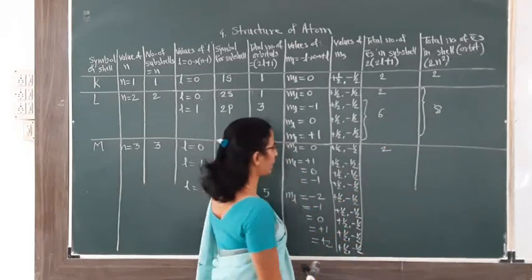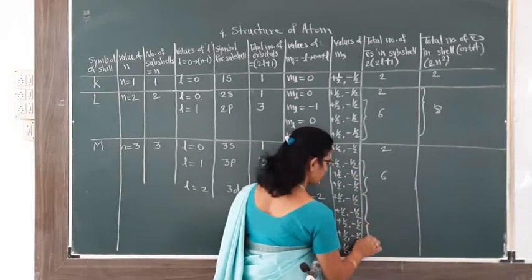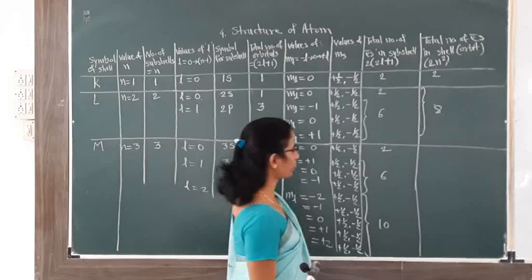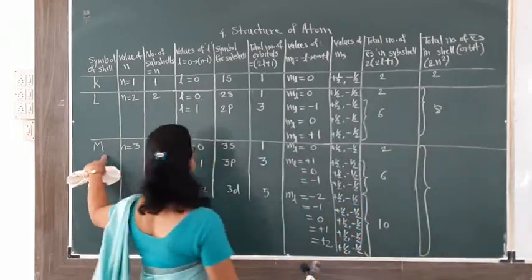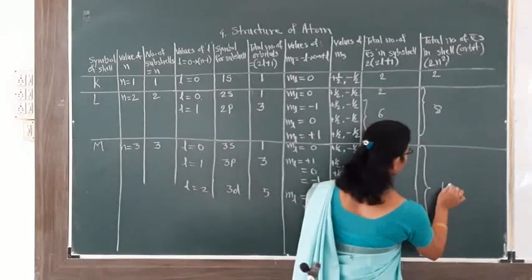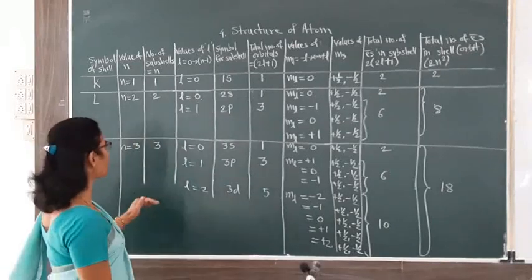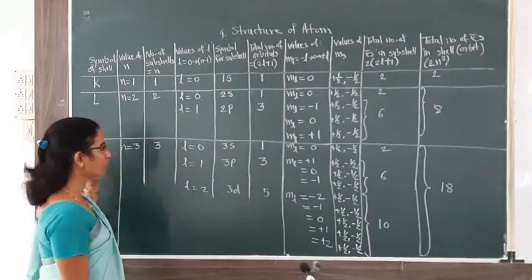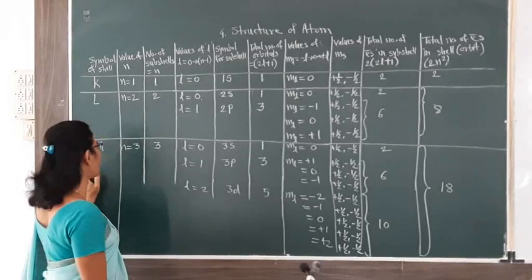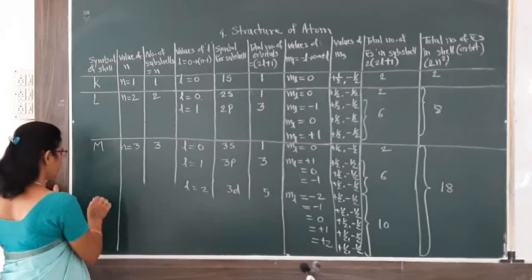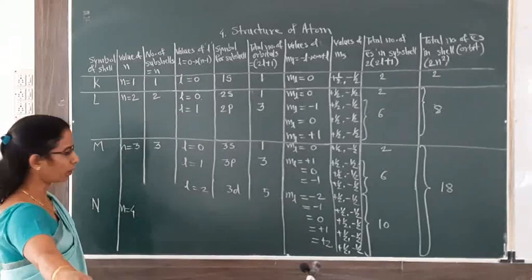Electrons will be present in the S subshell, a total of 6 electrons are present in the P subshell, while 10 electrons are present in the D subshell, and in this way the third main energy level will possess a total of 18 electrons. In this manner you can also find the electron distribution, or the possible values of all the quantum numbers, for the N shell by putting the value of N equal to 4.